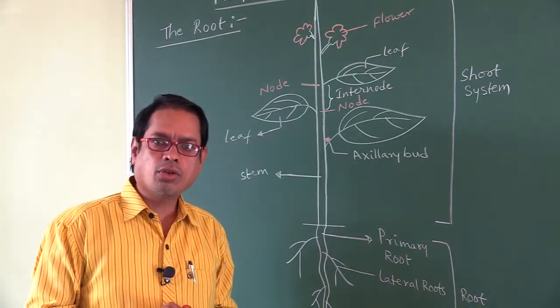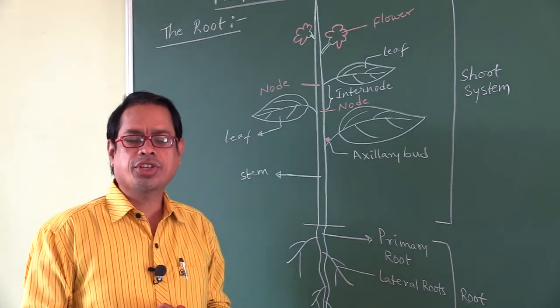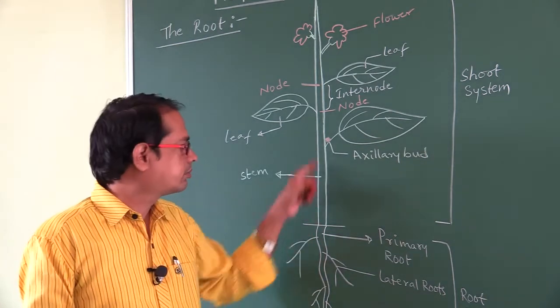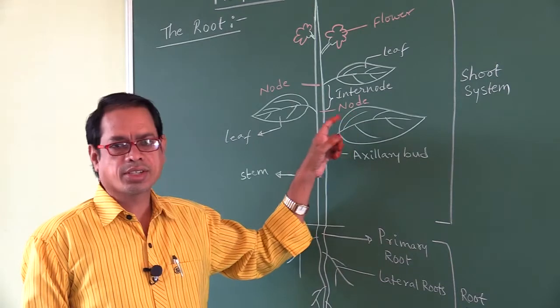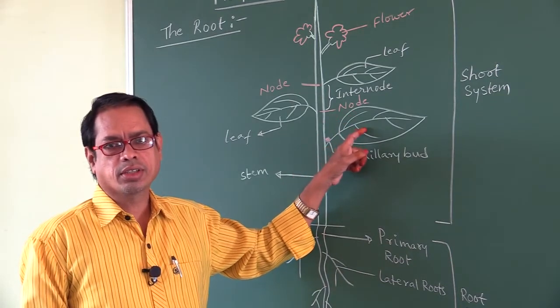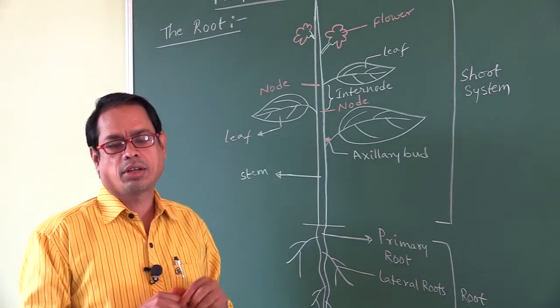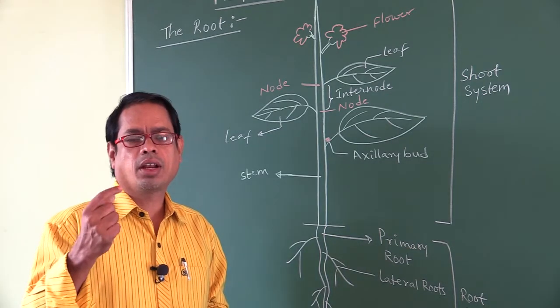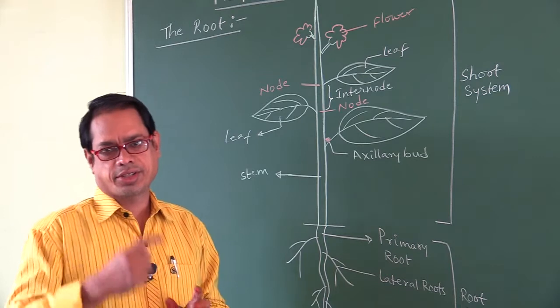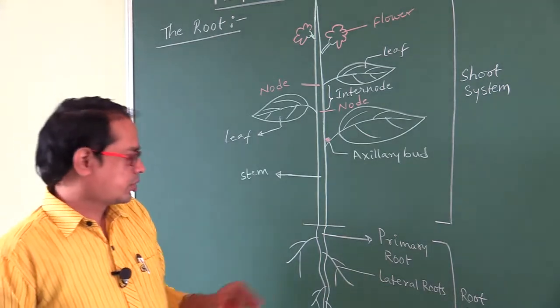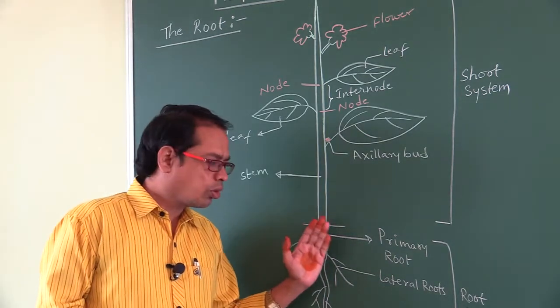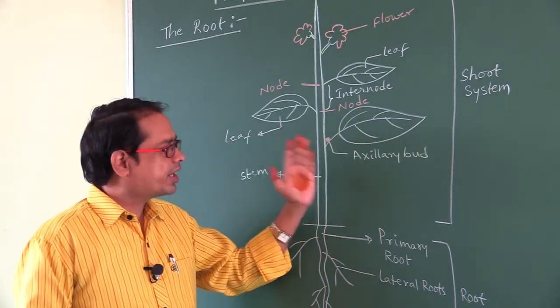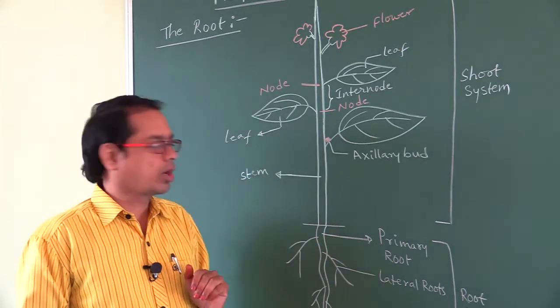What are the vegetative organs in shoot system? Stem, branches, leaves, buds, etc. What are the reproductive organs? That is flower, fruits, seeds. So, where does this root develop? From where does this shoot develop?